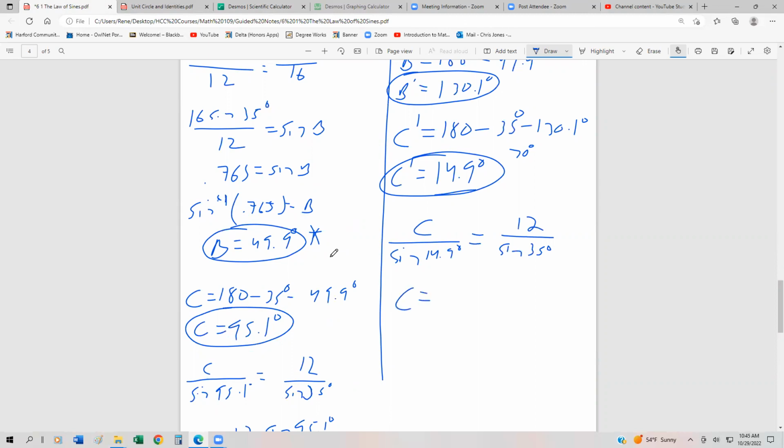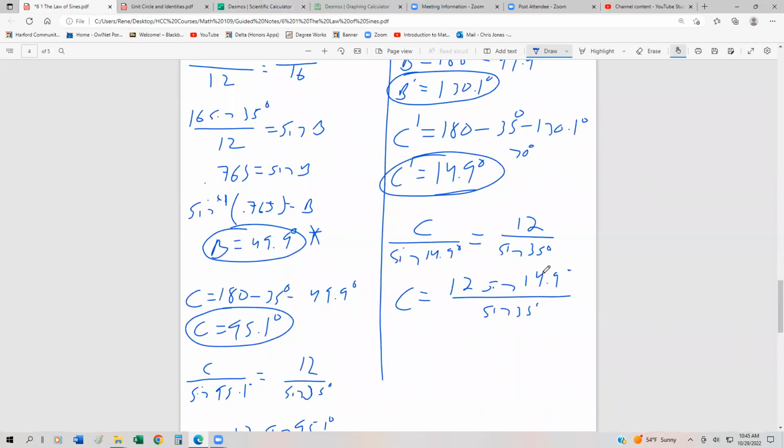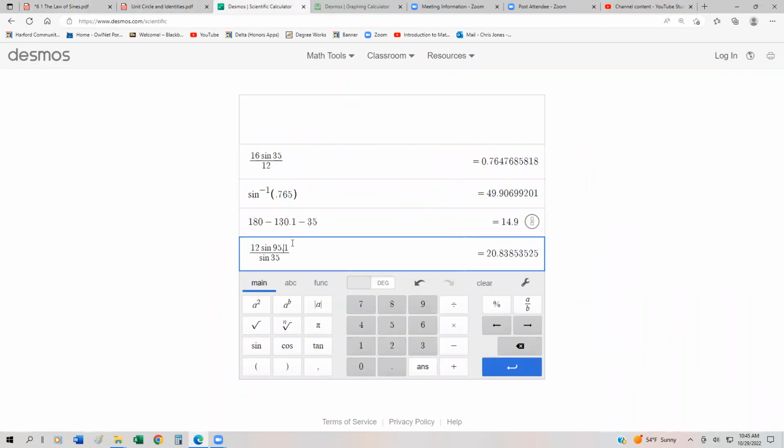We multiply both sides by sine of 14.9 degrees divided by sine of 35 degrees. And we could just shove this in our calculators. The good news is we already have 12 and sine of 35. So 12 sine of 35, we just need to change to 14.9. So that's actually pretty nice.